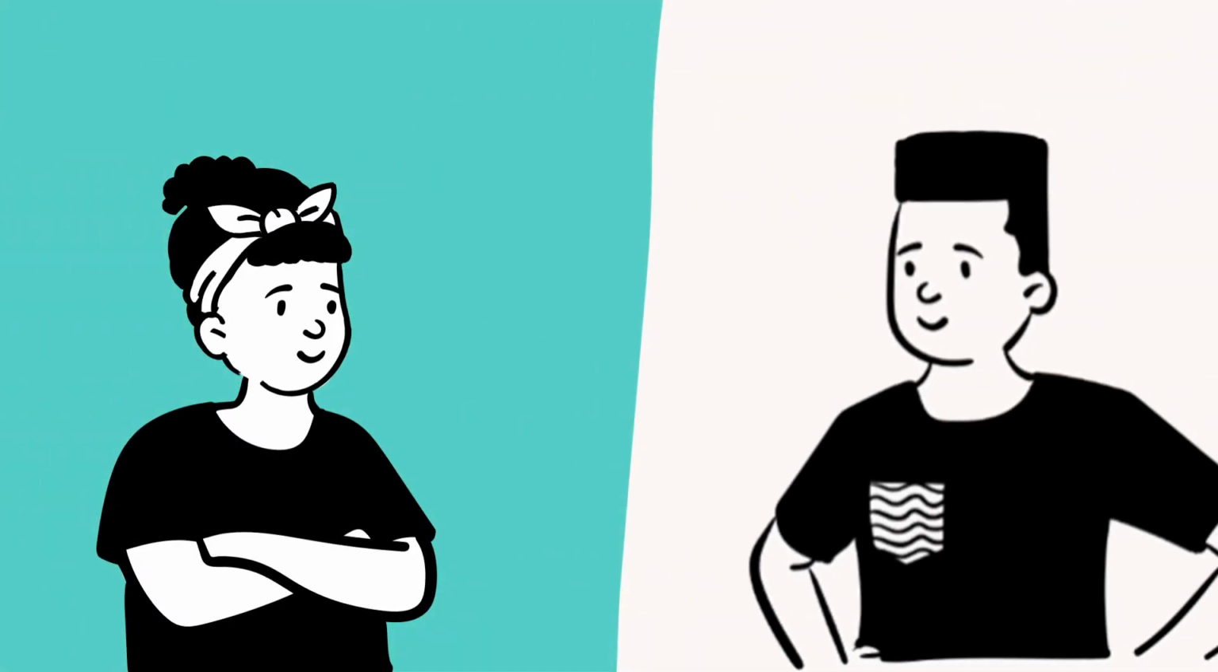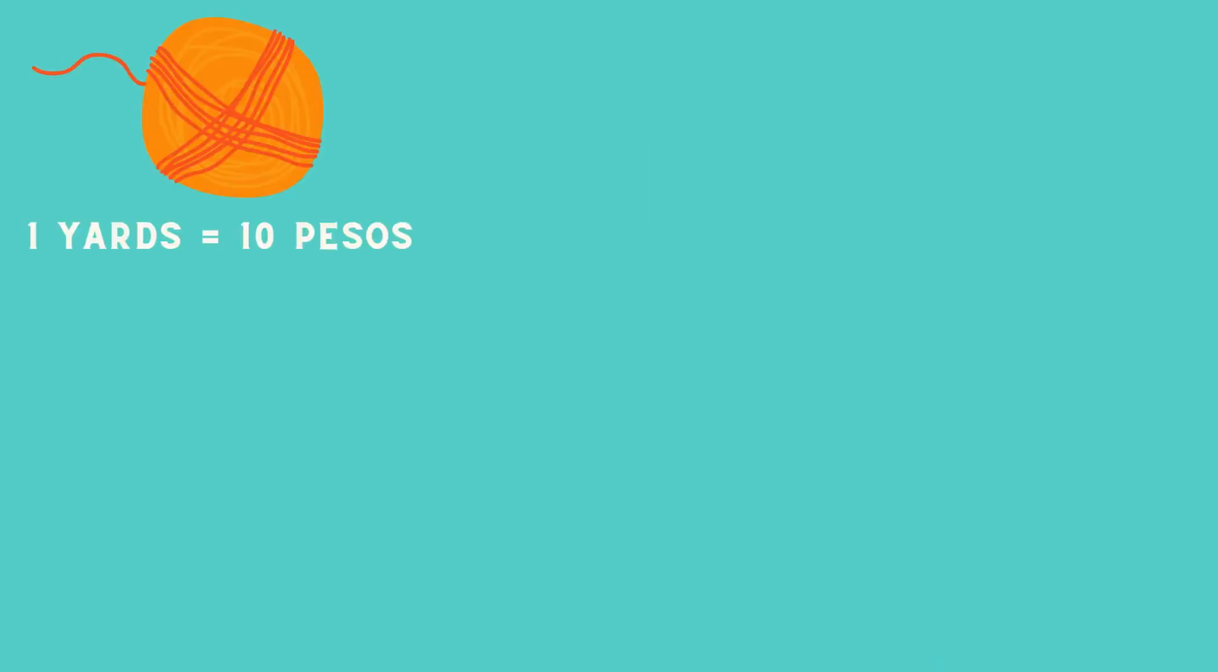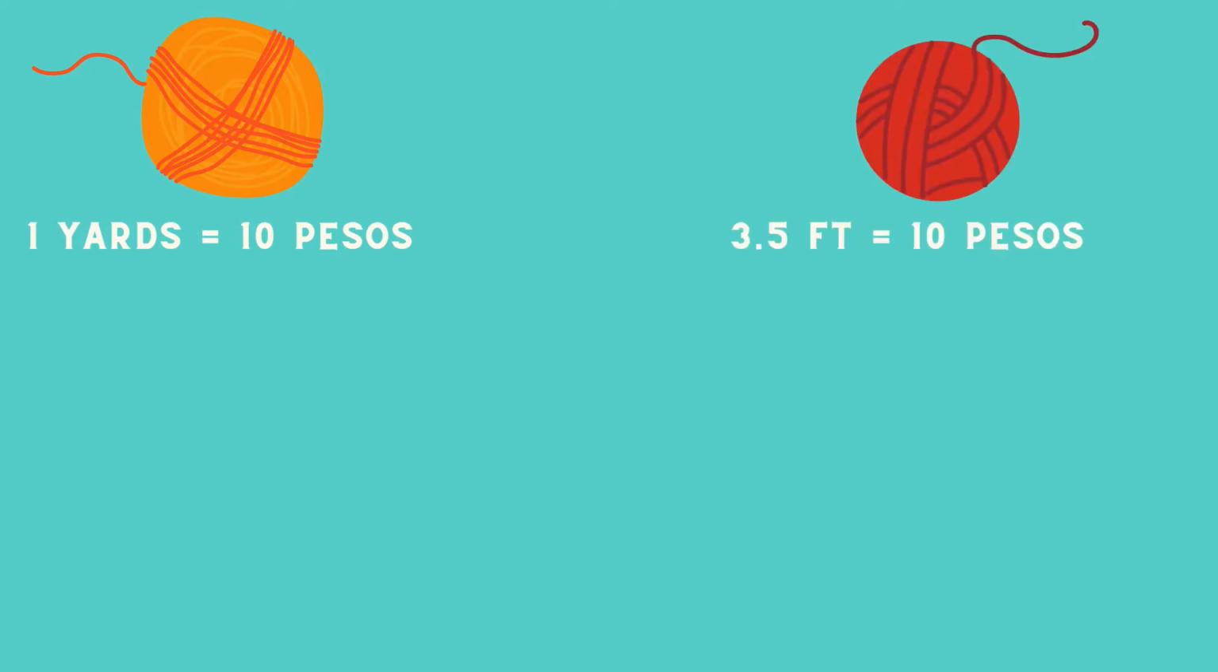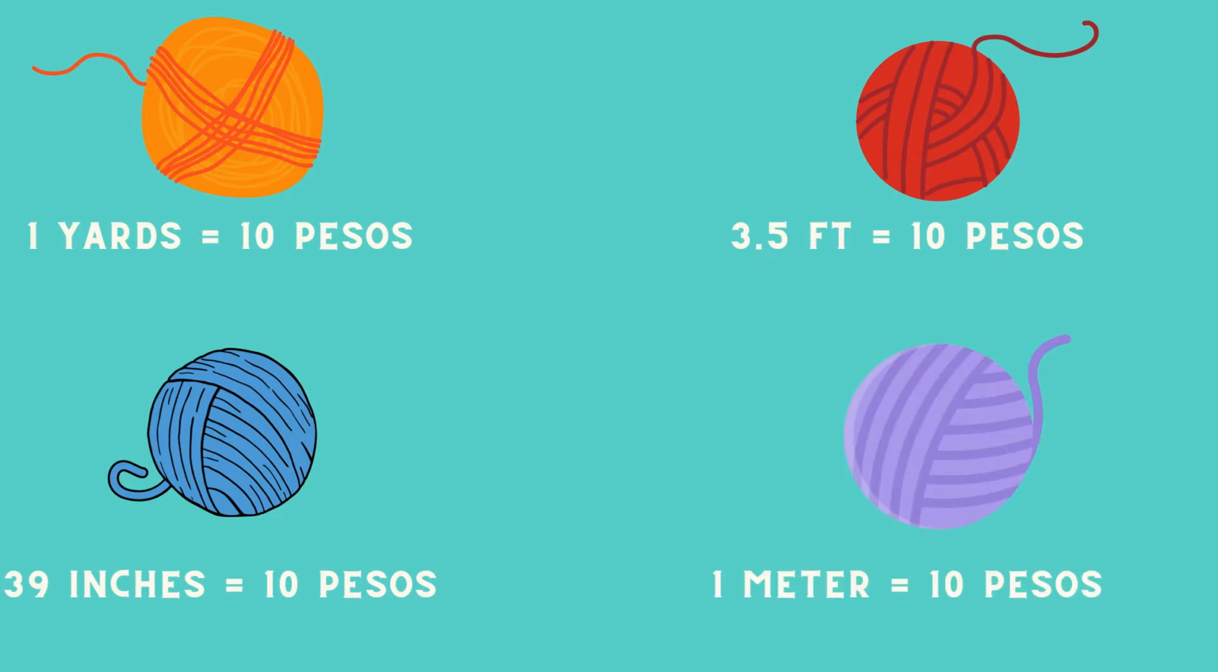Imagine going into a store to buy some yarn, then this happens. I ask for the price of the yellow yarn. Okay, how about the red yarn? How much for the blue yarn? Why? Inches, why not use feet? Well, for the purple, how much? What the heck? Why do we have so many units?